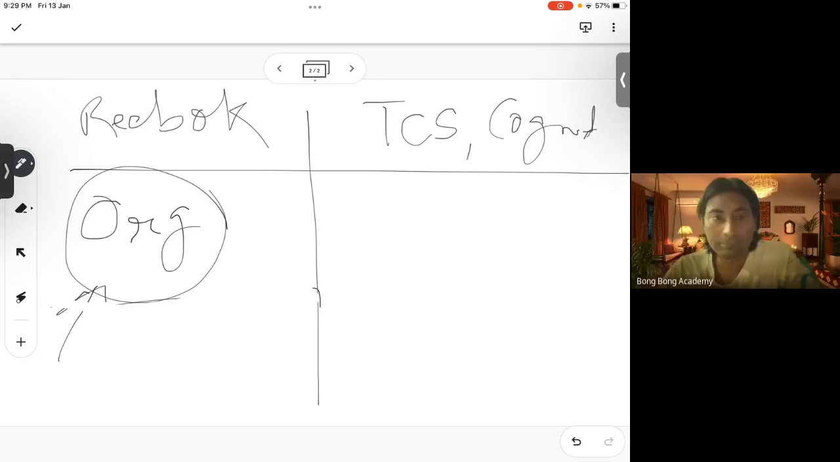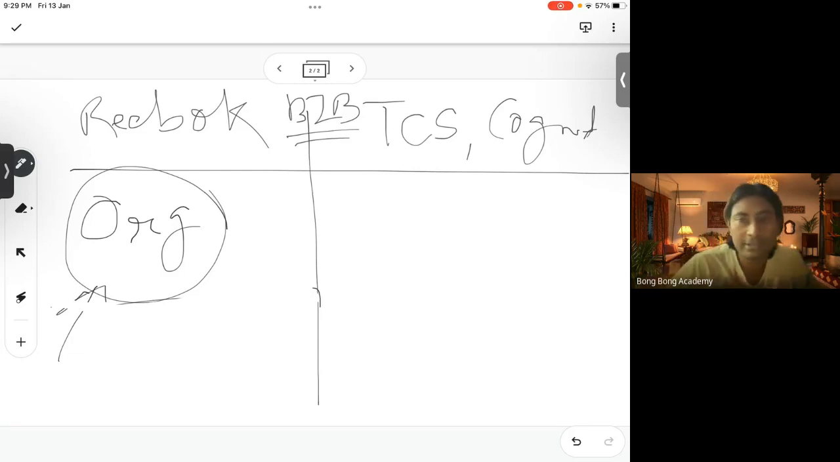No, give me an example. Reebok is still the seller. How will I change Reebok selling to TCS Cognizant, which is a B2B business, business to business, as that is the full form of B2B? That means a company selling to another company. TCS and Cognizant are both organizations, right? So one organization is selling to another organization. How will B2C be defined? What kind of business is B2C?